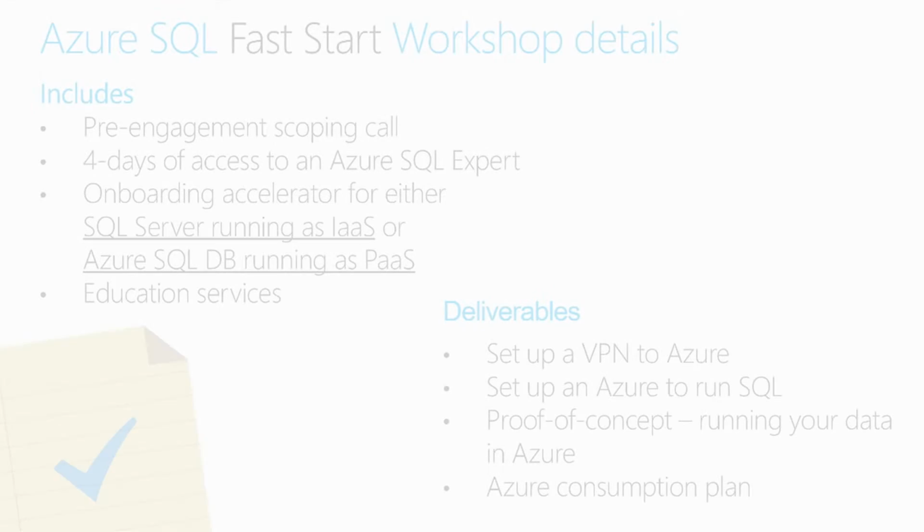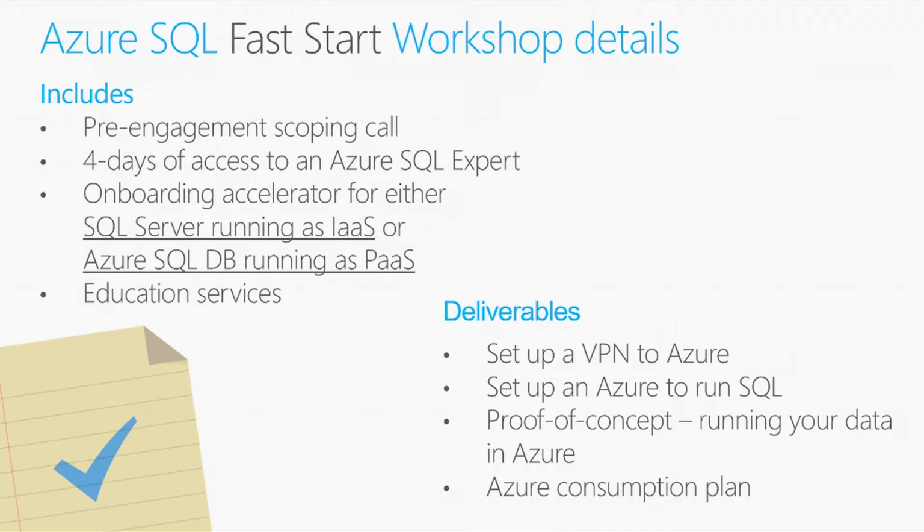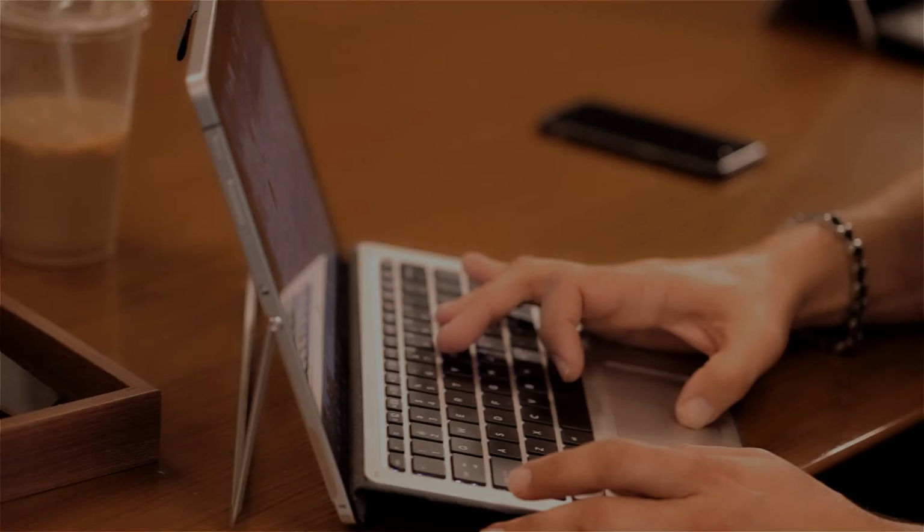You will also get a number of deliverables with your Azure Fast Start. First, we will set up a VPN between your environment and Azure. We'll set up Azure to run your SQL instance. We'll do a proof of concept with you running your data in Azure. Lastly, you'll get an Azure consumption plan to help you with future road mapping and planning efforts.